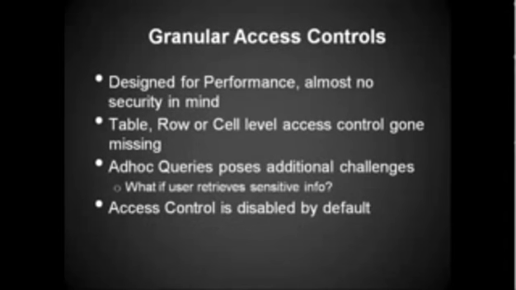Next risk is not having granular access control. Big data was traditionally designed for performance and scalability, with almost no security in mind. On the other hand, traditional databases have very comprehensive table, row, or cell level access control, which is really missing in big data solutions.